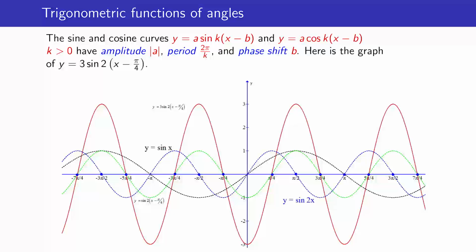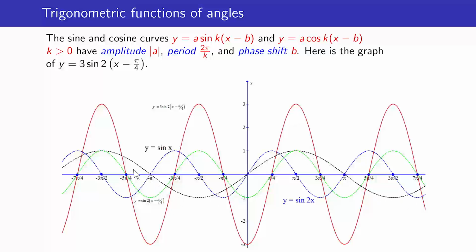So let me explain to you how we get the graph of this function y = 3 sin(2(x − π/4)). We notice that this is the graph of a sine function. So we begin with the graph of y = sin x, which is given here in black.